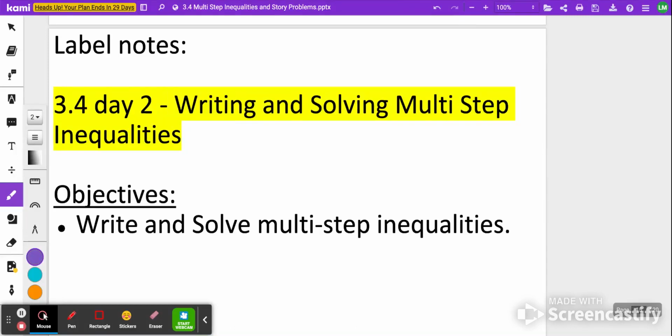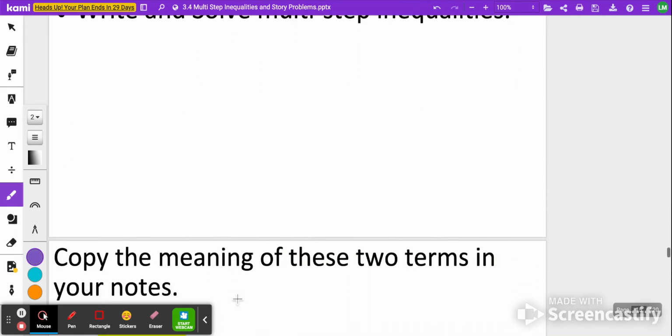Today we're looking at 3.4 Day 2, how to not only solve multi-step inequalities, but also how to write them. So we're going to see a lot of word problems, but that's okay. We're going to make sure we focus on what they all mean, how to set them up, and then just refresh how to solve them. So our main objectives are to write and solve those multi-step inequalities.